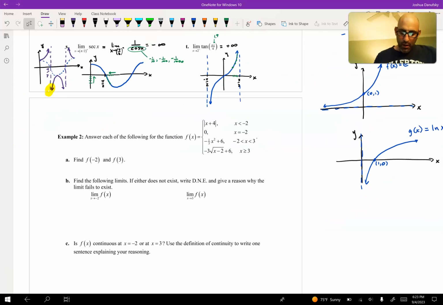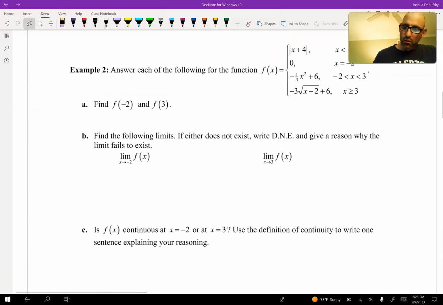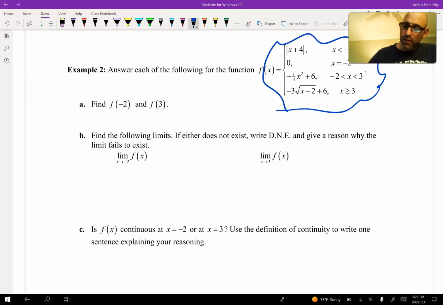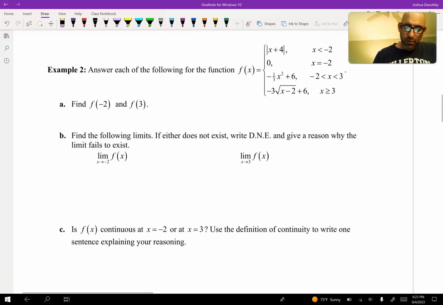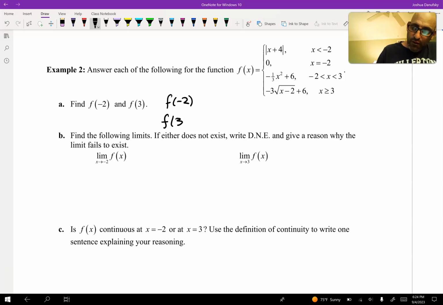All right, let's go ahead and look a little bit at continuity. So example 2, answer each of the following for the function f of x equals all this craziness, this piecewise defined function. I like to encourage my students to first look here because that tells us where we're going to do different things. You could do this by graphing everything, but we're going to try this without graphing for the time being. Part A, they want us to find f of -2 and f of 3.